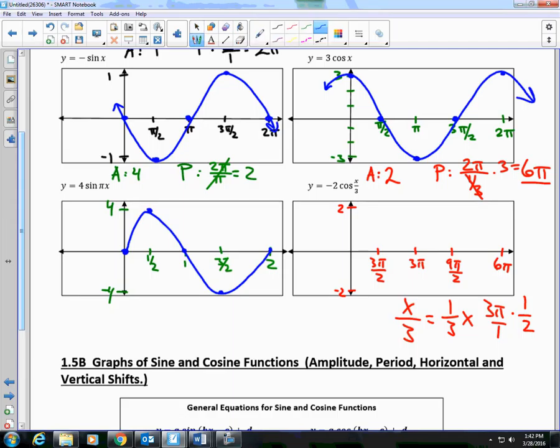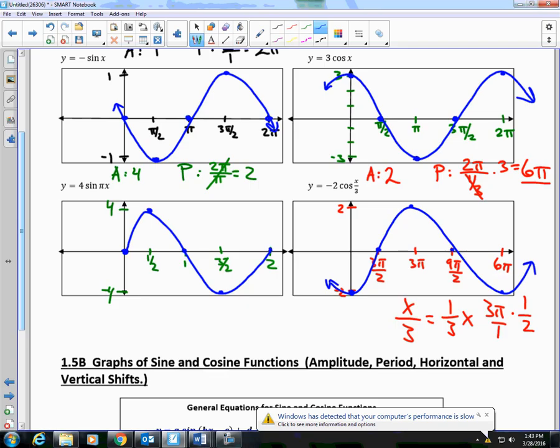Does cosine start at the middle or the max or min? It starts at the max or min. Cosine wants to start up at positive 2, but the negative sign will make it do a vertical reflection. So where is it going to start? We'll head up. Nice little picture. Not too bad, huh?